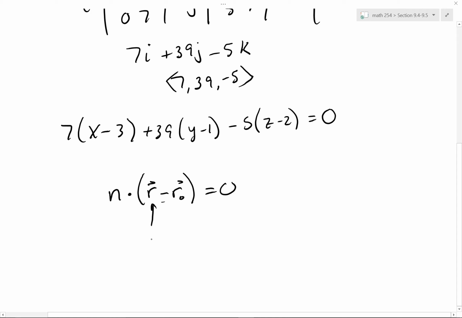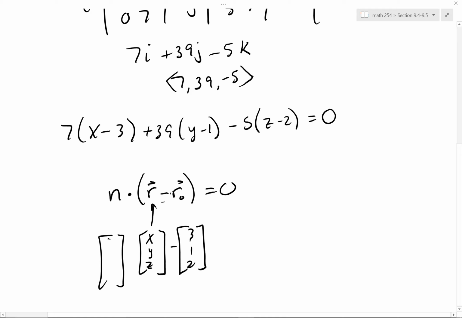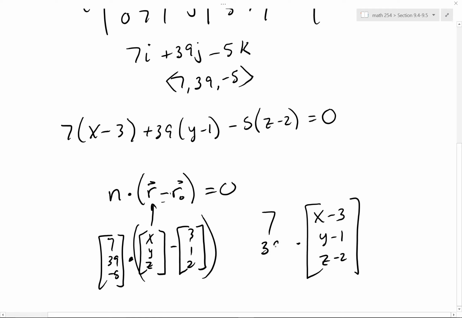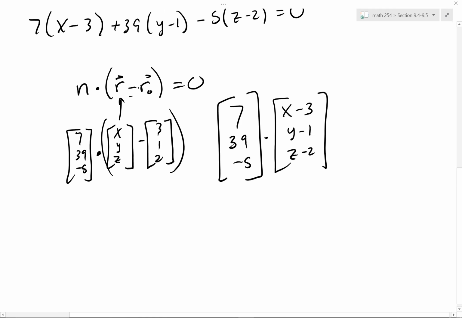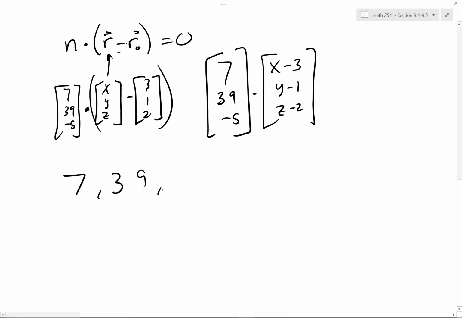Where this guy right here is x, y, z. And this guy right here is 3, 1, 2. And this guy right here is 7, 39, negative 5. And so you're going to subtract these first and then take the dot product of this and this. So it's going to be x minus 3, y minus 1, z minus 2, dot 7, 39, negative 5. If you prefer to write it like this, you totally can. But it's the same exact thing.